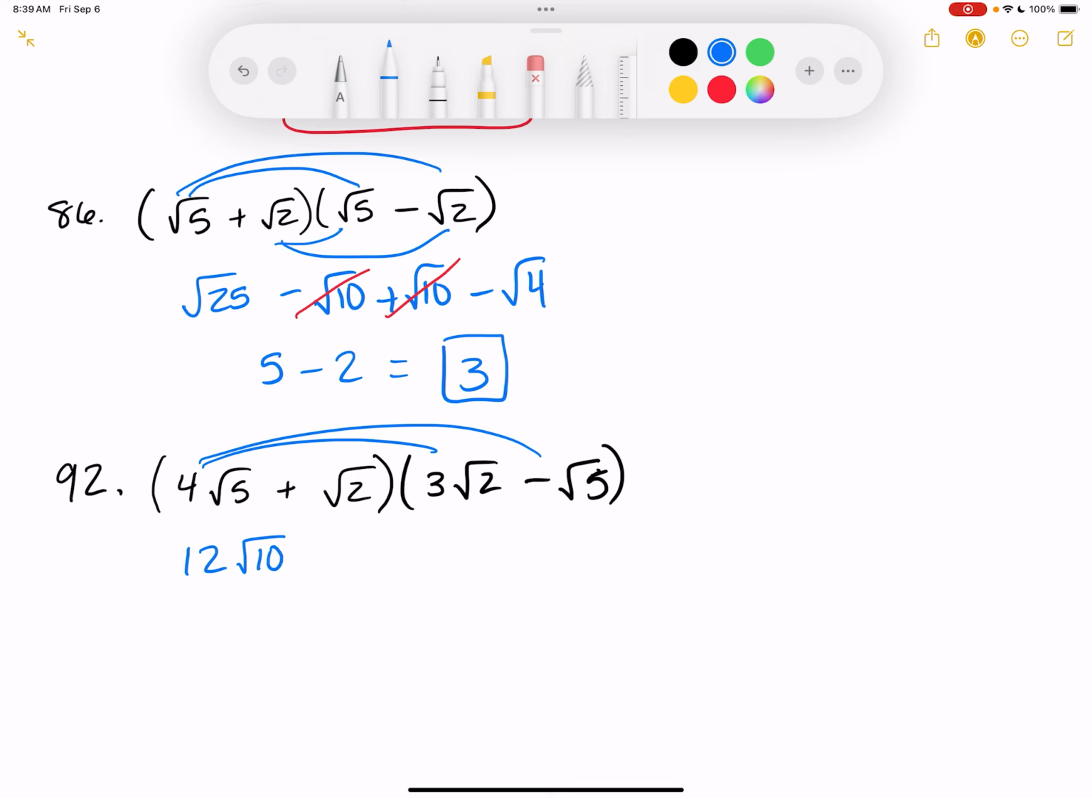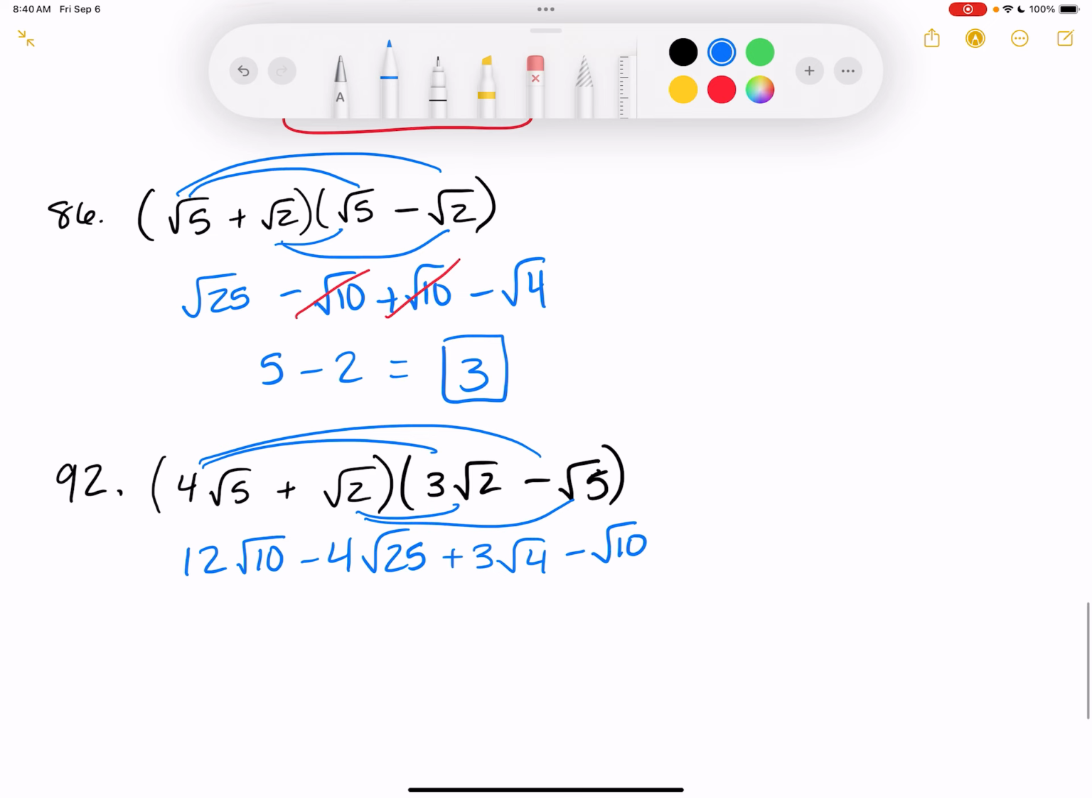4 root 5 times negative root 5 is negative 4 root 25. Then root 2 times 3 root 2 is 3 root 4. Plus 3 root 4. And then root 2 times negative root 5 is negative root 10. And if you see that this is going to be a perfect square thing, you can go ahead and multiply that through in that step without having to go through another whole step. I don't really care.